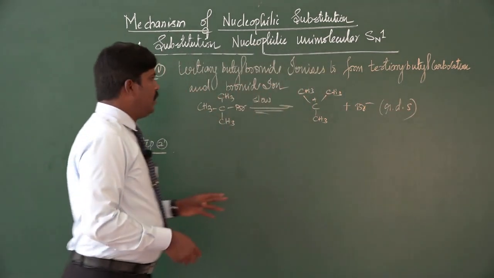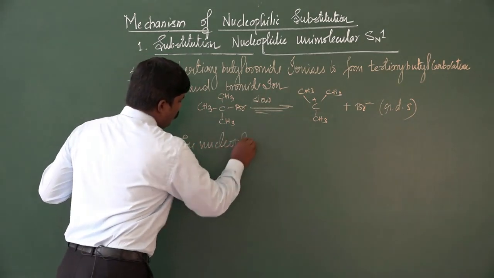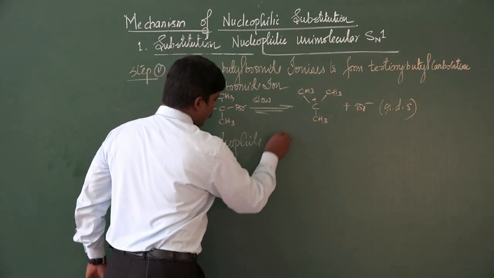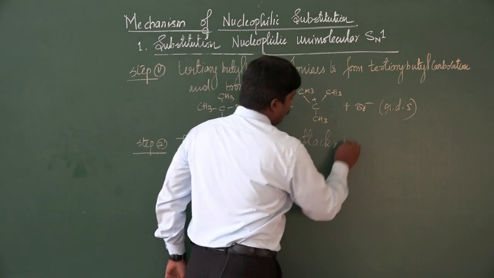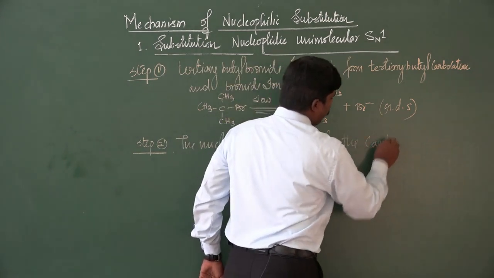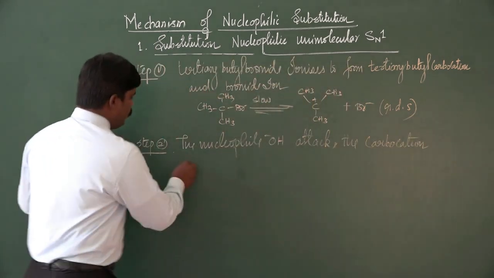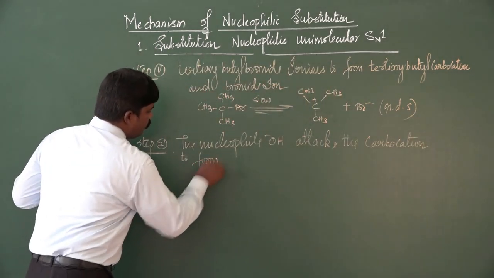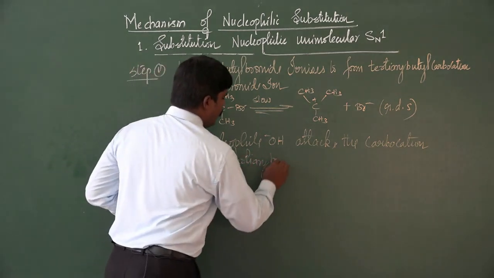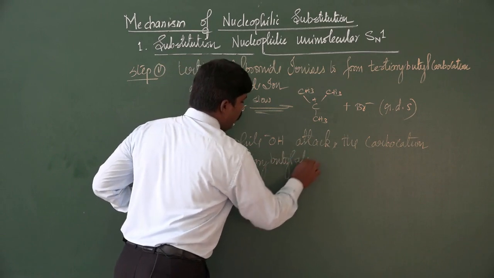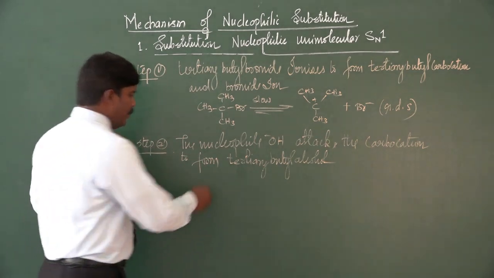What is the second step? The nucleophile OH minus attacks the carbocation, tertiary butyl carbocation, to form tertiary butyl alcohol. Now, when I compare the first step and the slow step, I will come to the point now.